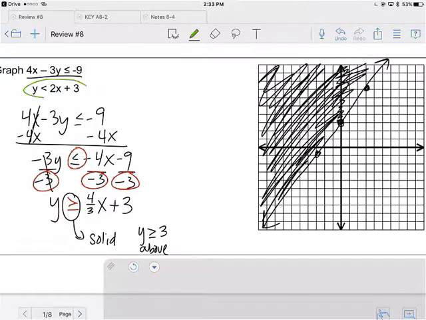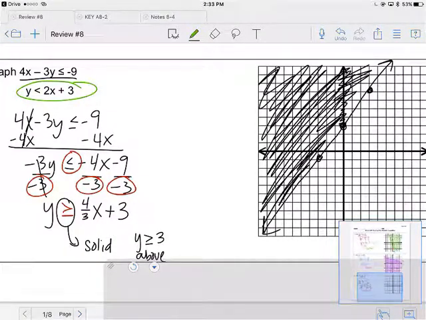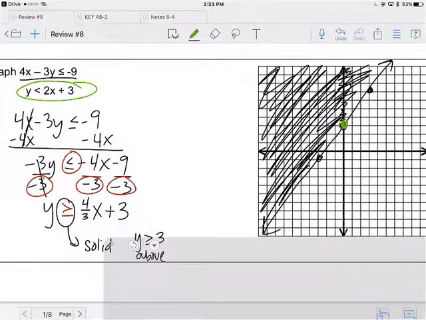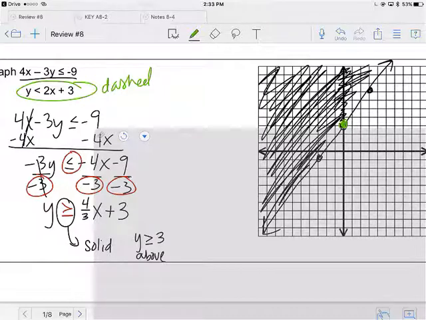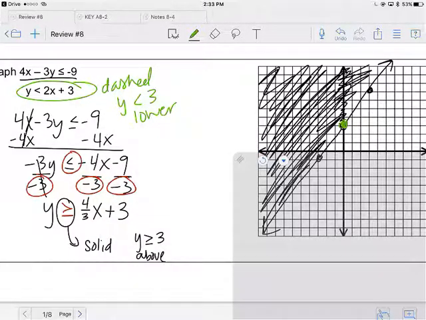The second equation is already solved for y for us, so we just have to graph it. This one also starts at 3, so they're starting at the same place. This one will be a dashed line because there's no line under the inequality, and y is less than 3. Less than would be the same thing as lower. So for my line, I go up 2 right 1, up 2 right 1, up 2 right 1. It is a dashed line, so I make sure to leave some space.